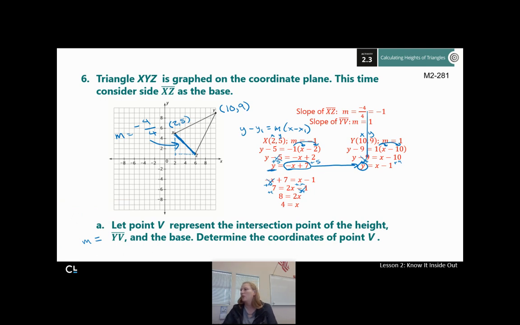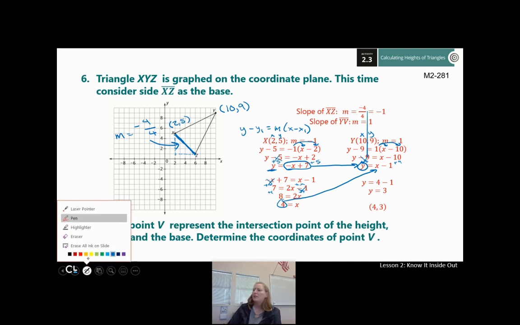All right, so x equals 4. So I'm just going to take this lovely 4 that we found, and it is a lovely 4. I'm going to take this lovely 4 that we found and substitute in for x. So y equals 4 minus 1. And of course, 4 minus 1 is 3. So it looks like point V is sitting at the point 4, 3. That's a lot easier than the last one, right?